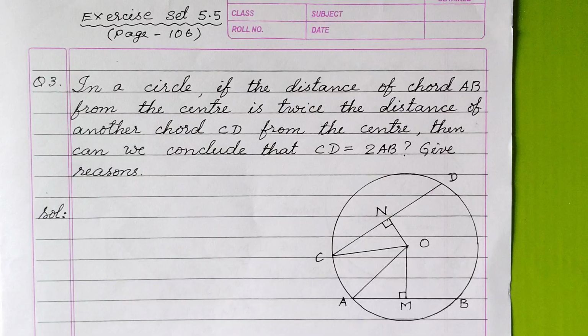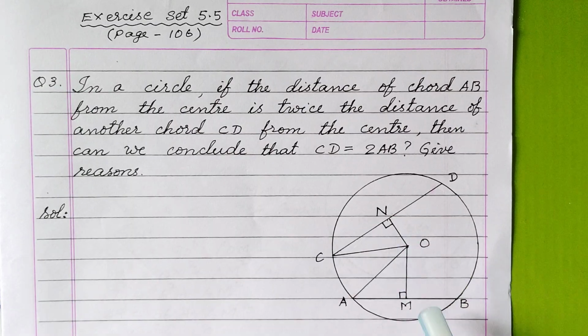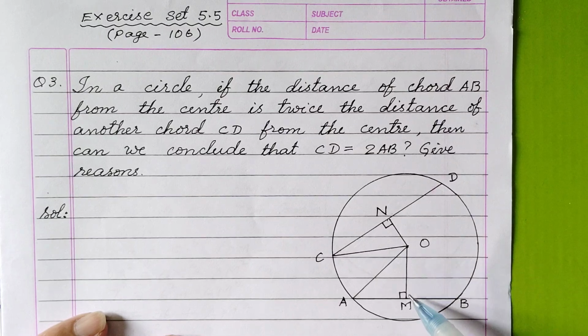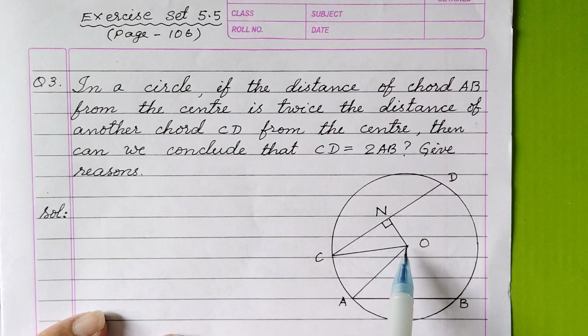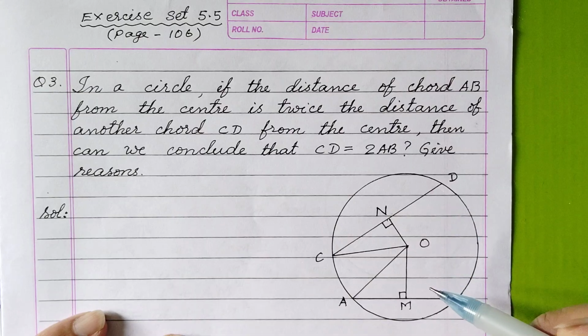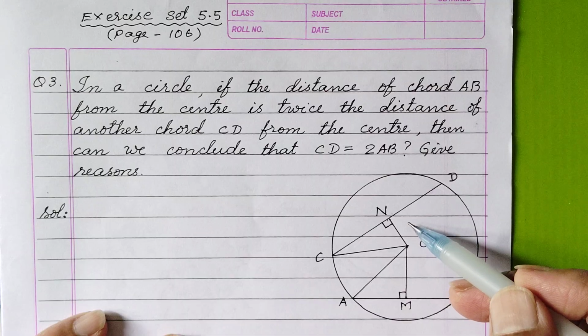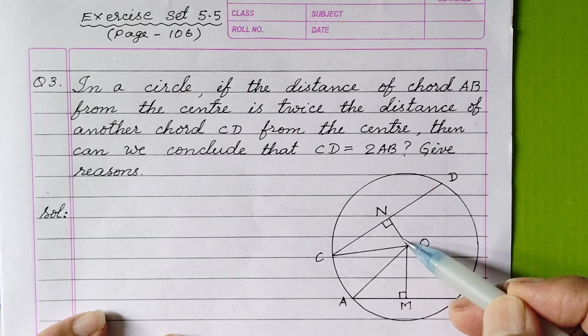So in the sum there are two chords. AB is one chord and CD is one chord. The distance of chord AB from the center, that is this distance OM, is twice the distance of chord CD from the center. Here OM is the distance of chord AB from the center, and ON is the distance of chord CD from the center. Okay.